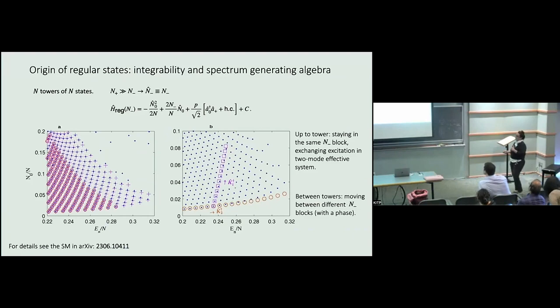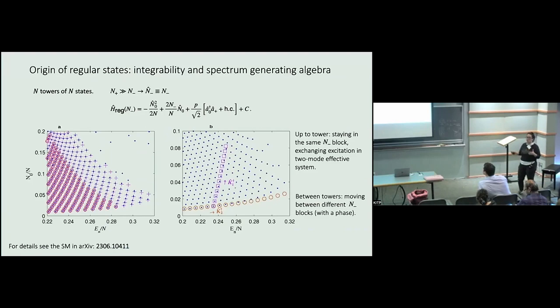That means we basically have two specific operators that can take us either up the tower or between the towers. Specifically, up the tower, with this K1 operator, we stay in the same n-1 block but exchange excitations in this 2-mode effective system, okay? So if you know the state here, and you apply K1, you can generate the next one, and you can go up the tower this way.